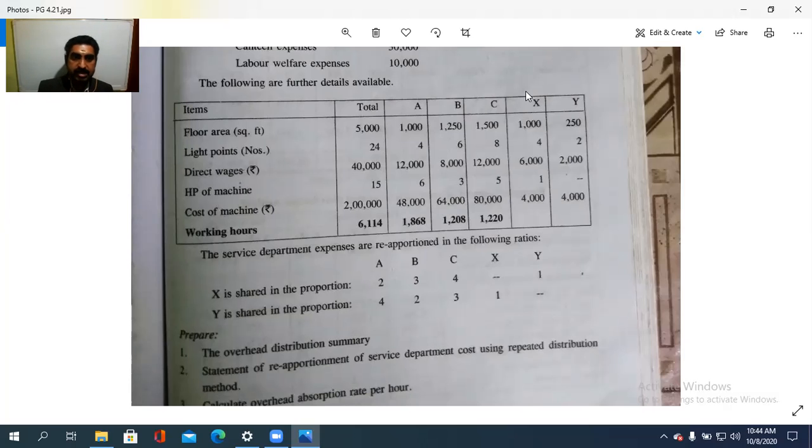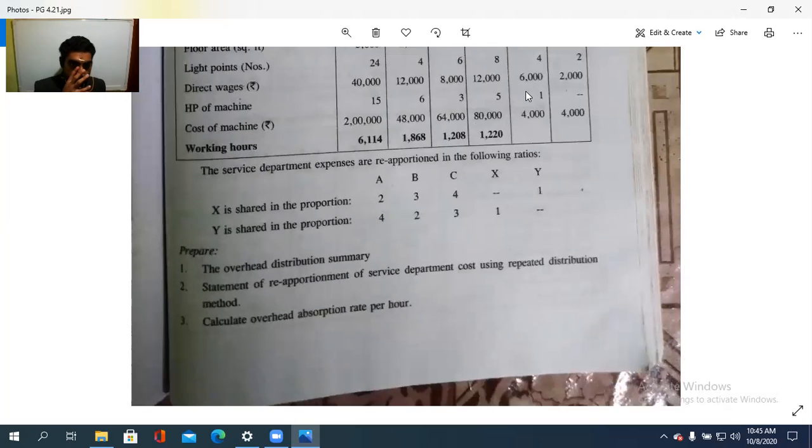These are to be apportioned among the departments using further details: floor area, light points, direct wages, horsepower of machine, cost of machine, and working hours for the 3 production departments. Then service department expenses are again apportioned on the basis of 2:3:4:1 for X, and Y is 4:2:3:1. So whatever the expenses in Y are to be reapportioned, and X also to be reapportioned. Prepare the overhead distribution summary, the statement of reapportionment of service department cost using the repeated distribution method, and calculate the overhead absorption rate per hour.